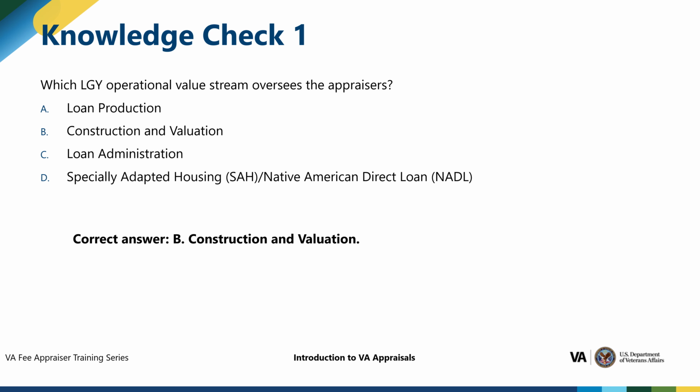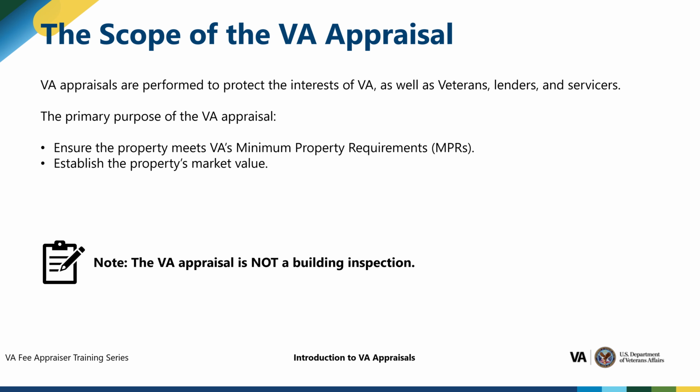Construction and Valuation. The VA appraisal is a critical step in the VA loan process, and it serves multiple important objectives. The VA appraisal has two main purposes. First, it ensures the property meets the VA's minimum property requirements, or MPRs. Second, it establishes the property's market value, protecting the veteran's financial interest and VA's risk of guaranteeing the loan.